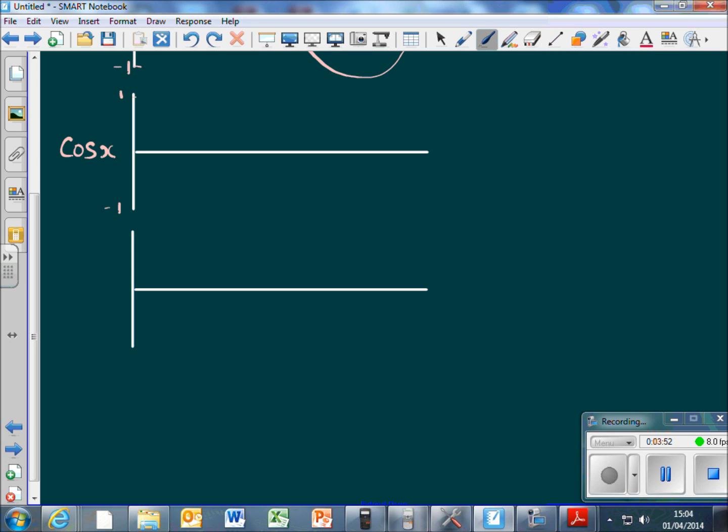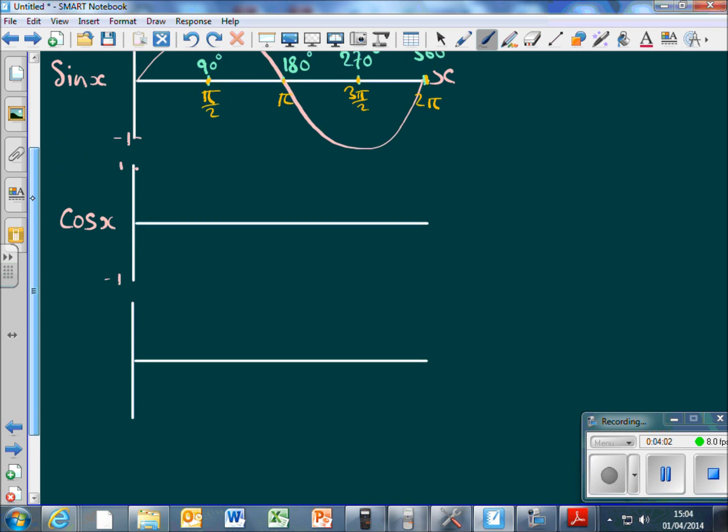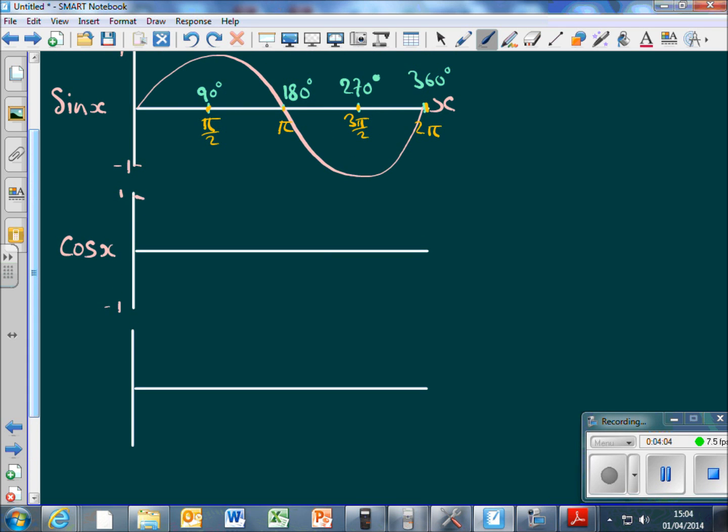The cosine graph again goes between 1 and -1, but it's got a slightly different shape. What does this one look like? This one starts at 1. Let me try and line it up with the one above so it sort of makes sense. It starts at 1, comes down and cuts at 0 here, then it goes down, comes up, cuts here, and then goes up like that.